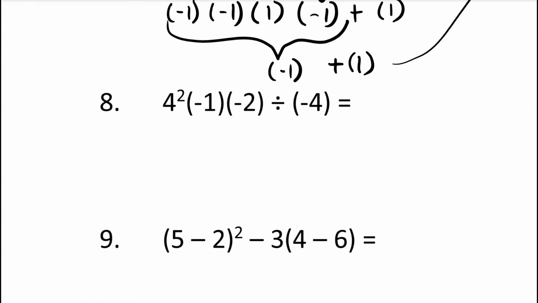In example 8 here, we have 4 squared multiplied by negative 1 multiplied by negative 2 divided by negative 4. Now, following the order of operations, we have to look for brackets. These brackets represent multiplication, so there's nothing to do there. Next, we look for exponents. Well, we have an exponent of 2 on the 4, so that's what we're going to have to look for first. 4 squared becomes 16, and everything else comes down.